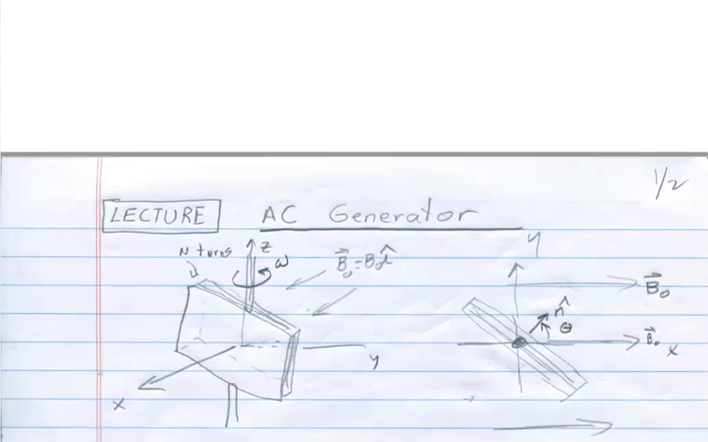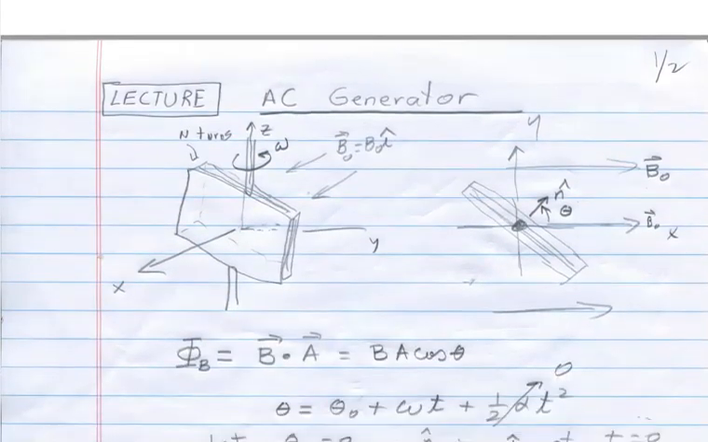A good practical application of Faraday's law arises in the form of a very practical device, namely the AC or alternating current generator, which is a pretty common device nowadays. So let's take a look at that. An AC generator is essentially a rotating coil in a constant magnetic field.